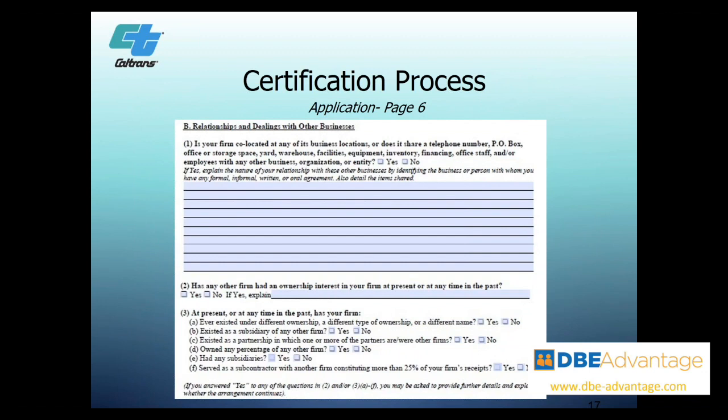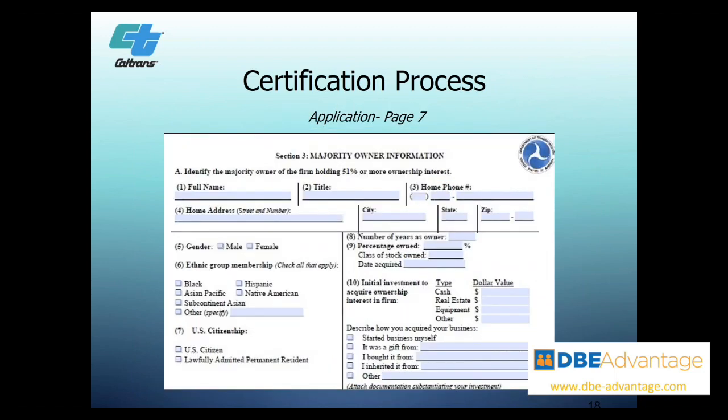page here, still page 6. This is now looking at relationships and dealings with other businesses, and primarily the reason why we're asking this information is to determine whether or not you have relationships with large businesses that may be owning the business, or you may have other family members or even your spouse that have interest in the business and so forth. So it's important that you describe any relationships you have with other businesses so that that information can be properly vetted by the certifying agency. All right, next slide, please.